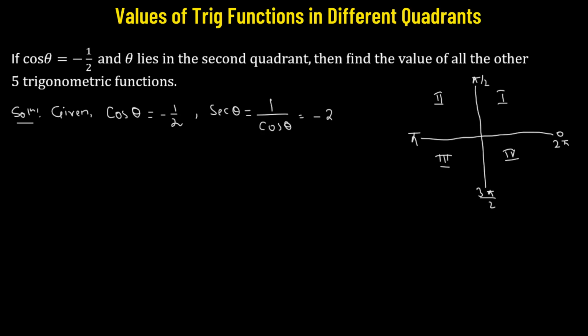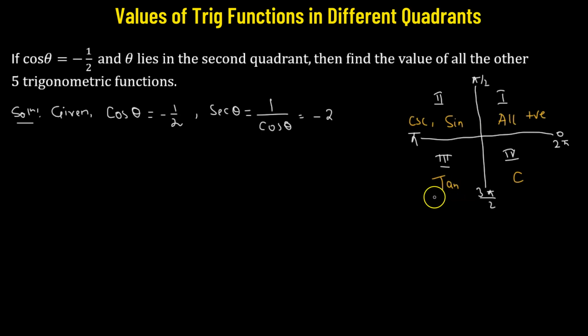Now, we'll use a mnemonic to remember the sign of the trig functions. We have A, S, T, C. A means all positive. All the 6 trigonometric functions are going to be positive in the first quadrant. Then in the second quadrant, we have S, which means the sine and the cosecant functions. These 2 functions are going to be positive, the rest are going to be negative.